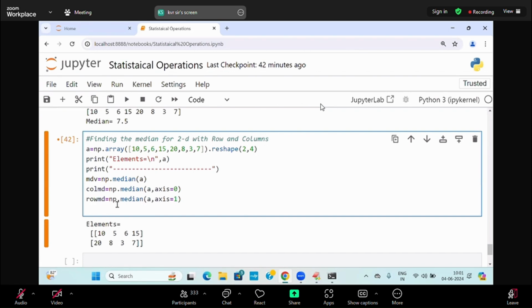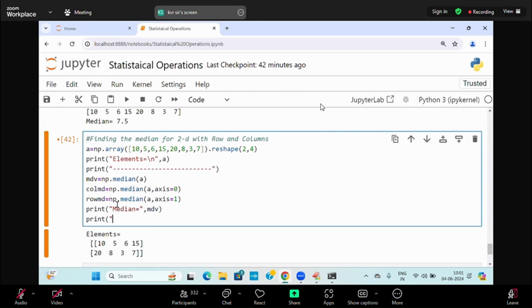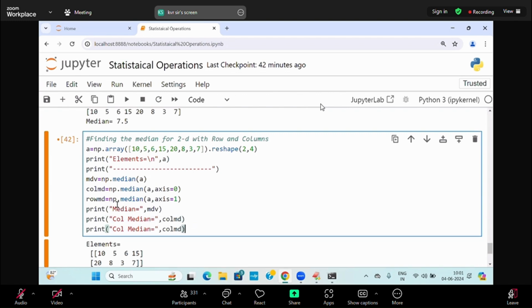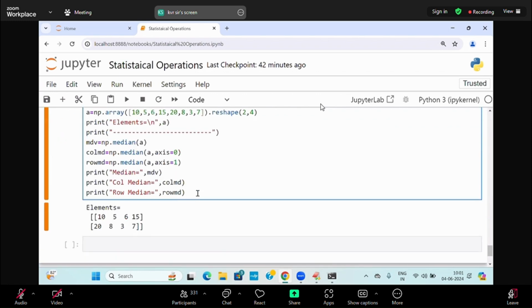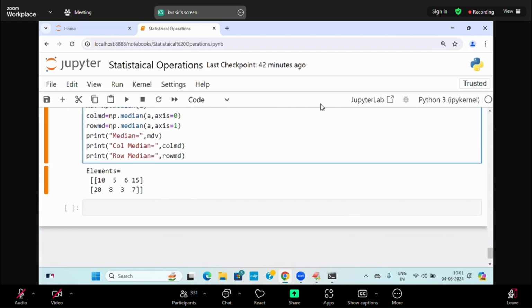So now I want to print the data. Print of median is equal to MDV. Next, print of column median is equal to COLMD. Next, print of row median is equal to ROWMD. So print this as you know already.